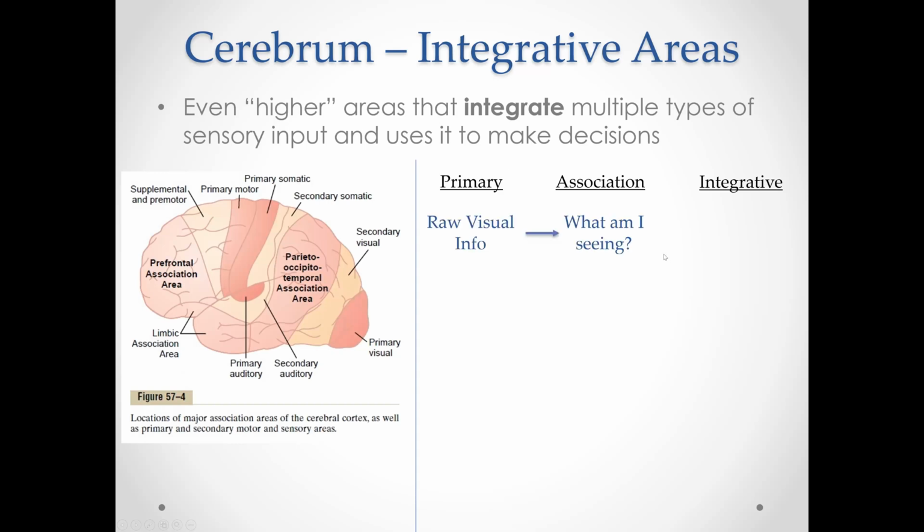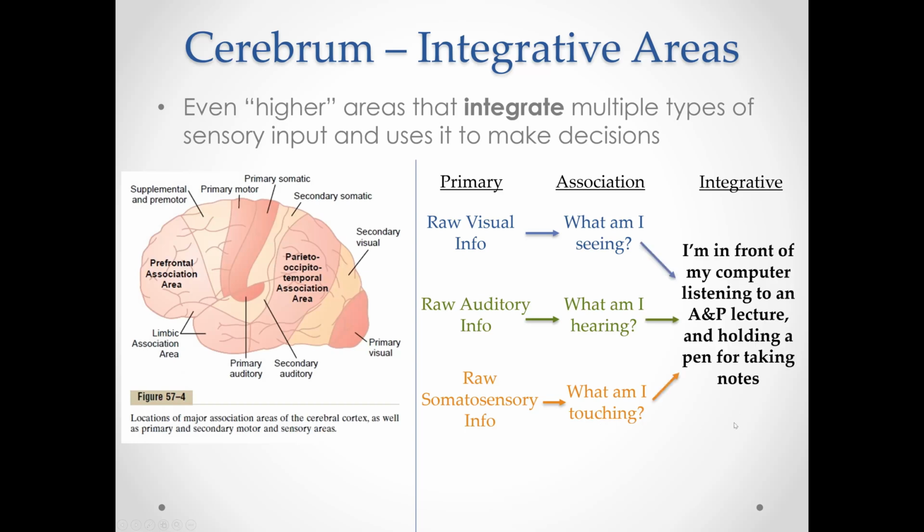So let me give you an example. So right now you have raw visual information coming into your primary visual cortex. So your secondary visual association areas are processing that as to what am I seeing. You've also got information coming into your auditory cortex. Then your auditory association areas are saying, what is this that I'm hearing? You've got raw somatosensory info coming into your somatosensory cortex. The somatosensory association areas are saying, what am I touching? And then your integrative areas are taking all of this together and saying, oh, I'm in front of my computer listening to an A&P lecture, and I'm holding a pen for taking notes, right? So it's integrating all of this information and putting it all together to sort of form the whole picture. So we're going from raw data to building up what that raw data is, and then what does it all mean?